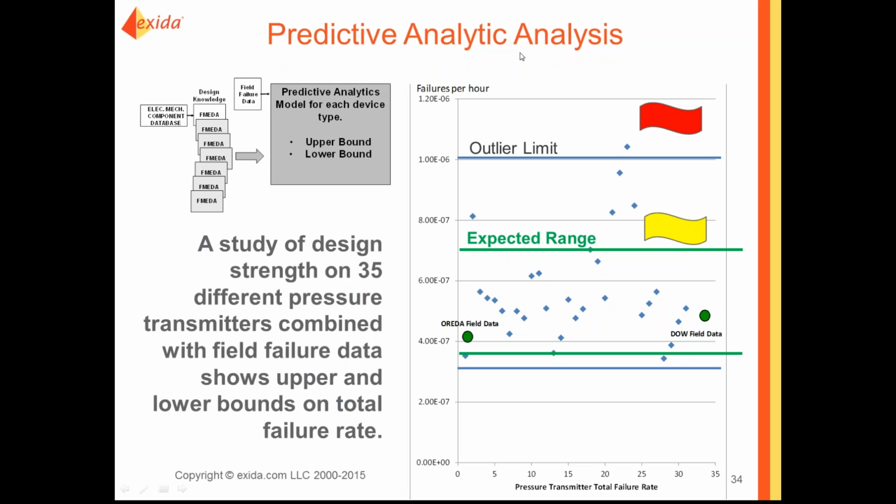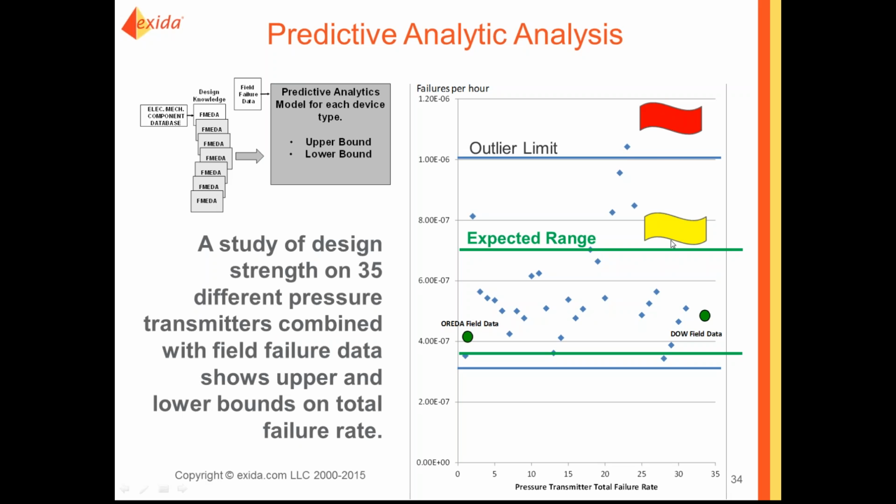Essentially, we do a predictive analytic analysis, and here's an example of it done with pressure transmitters. The two green dots are actual field studies. The blue diamonds are FMEA results, and if we plot that out, we see that within these two green bands would be our expected range of failure rates. The two blue bands are really the outer extremes. You can see even within that, there's almost a 2x in failure rates, which can usually be attributed to specific design considerations or design details.